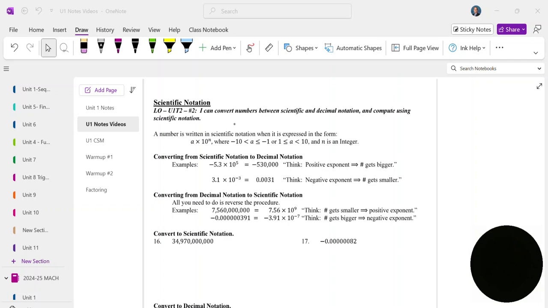All right, so scientific notation. Scientific notation is when a decimal or a large number is written as a number times a power of 10, where the number is either between 1 and 10 or negative 10 and negative 1, and n is an integer, meaning it can be a positive or negative whole number.